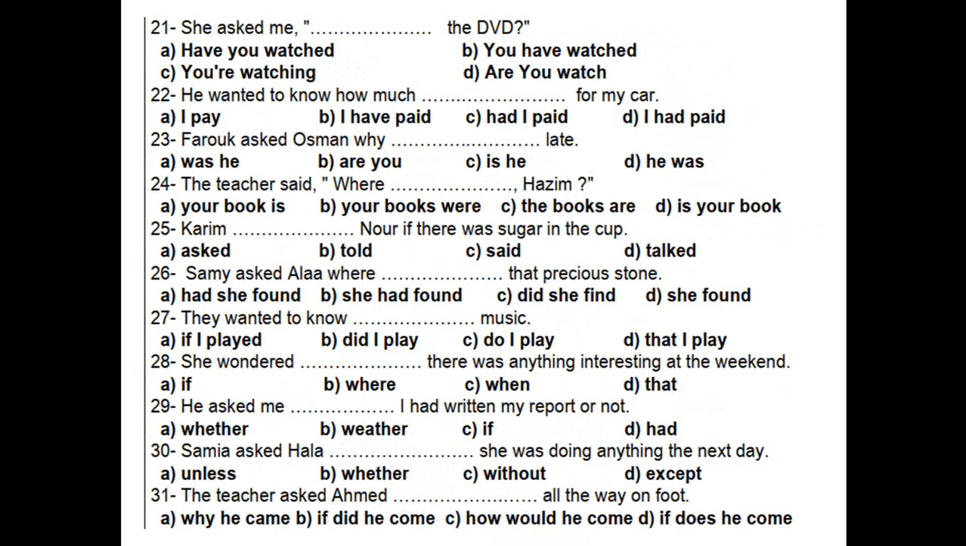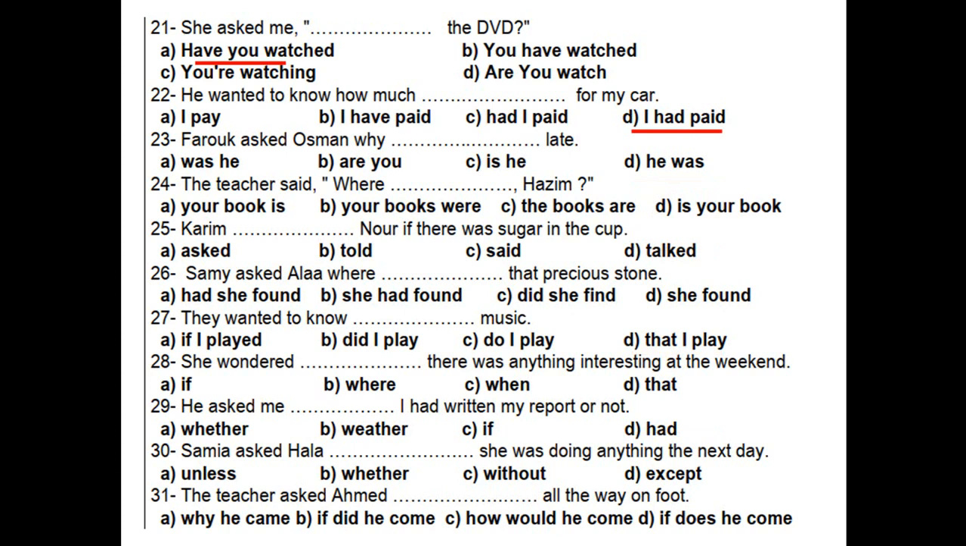21. She asked me, here notice the inverted commas are present. So it is a direct question, not an indirect or a reported question. So she asked me, okay, what space you watched. You have watched, you are watching, are you watch. So the best answer is have you watched. Number 22. He wanted to know how much space for my car. I pay, I have paid, had I paid, I had paid. So it is how much I had paid for my car.